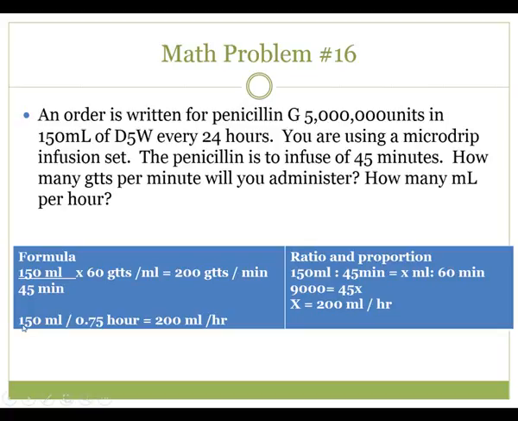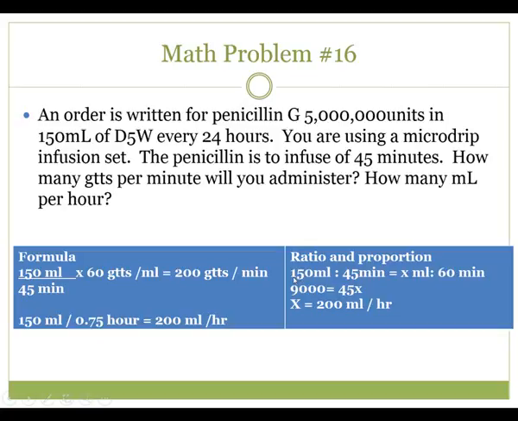For your mils per hour, you would say 150 mils over your 45 minutes, which is 0.75 of an hour. It's 3/4 of an hour. So to turn that to a decimal, you'd say 0.75 of an hour. Divide that out, and it comes out to 200 mils an hour is what you would hang on your pump.